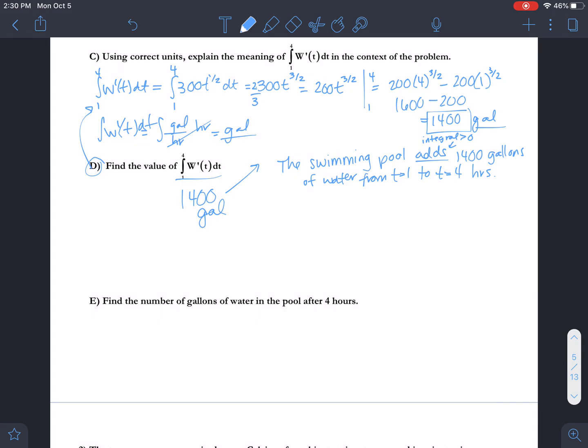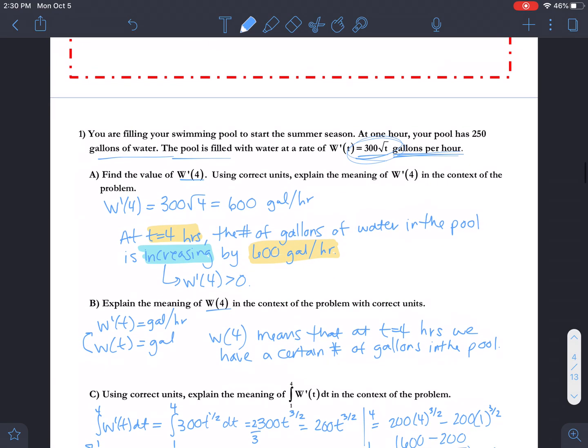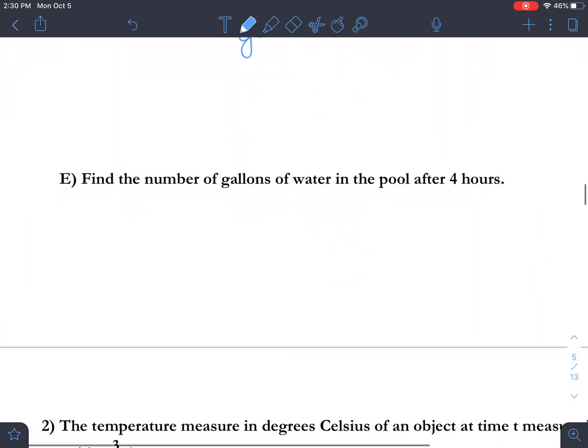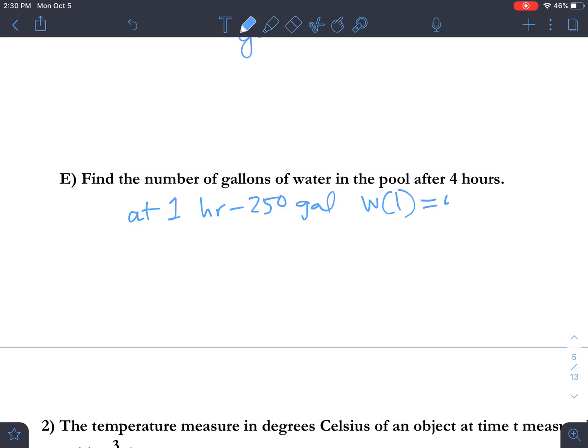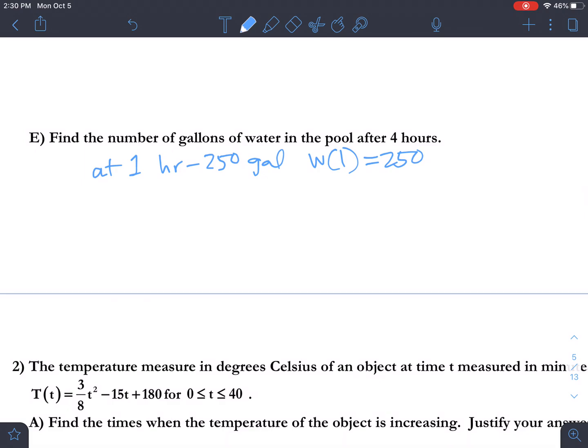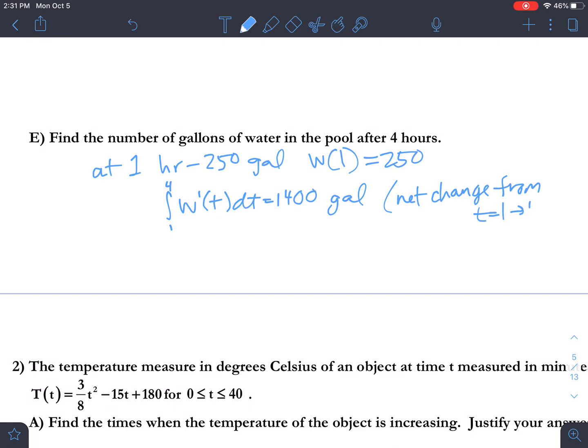What happened? Well, I want you to go back and read the problem really quick. It said at 1 hour, your pool had 250 gallons of water. So we don't want to ignore that. At 1 hour, there was 250 gallons. You could actually just write that as W of 1 is equal to 250. Now you have to be careful here. You also know the net change from 1 to 4, which we just did above, was 1,400 gallons. Again, that's the net change from t equals 1 to 4 hours.